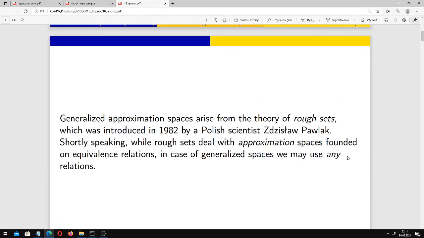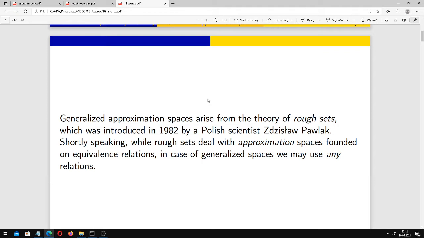Generalized approximation spaces arise from the theory of rough sets, which was introduced in 1982 by a Polish scientist, Zdzisław Pawlak. Rough sets are used to model uncertainty, but in a manner different than the one used in the case of, let's say, fuzzy sets, vague sets, intuitionistic fuzzy sets, or soft sets. There are many approaches, and one of them is the theory of rough sets.